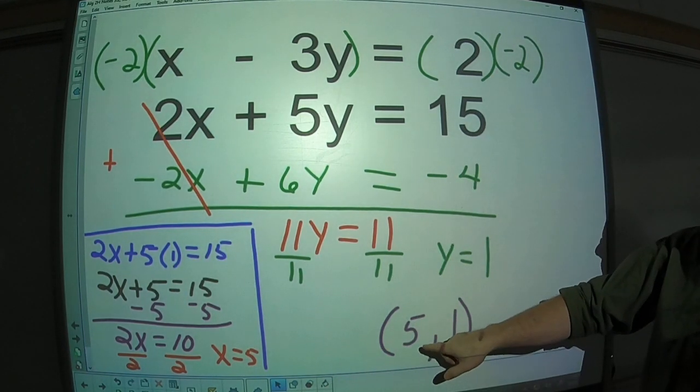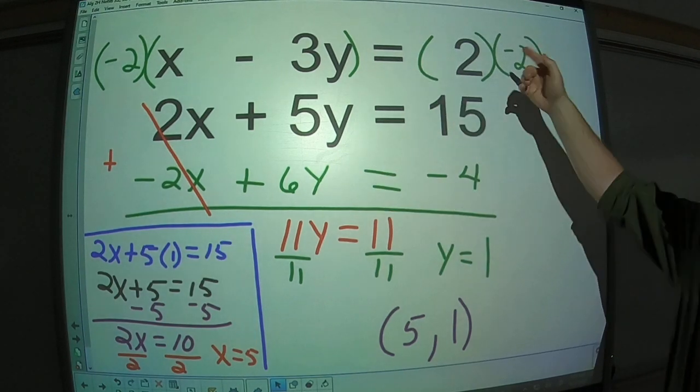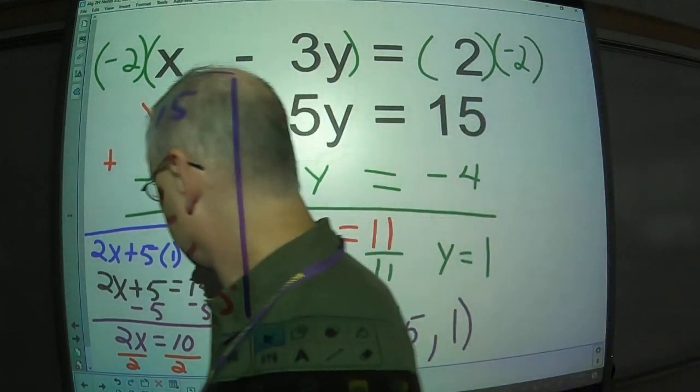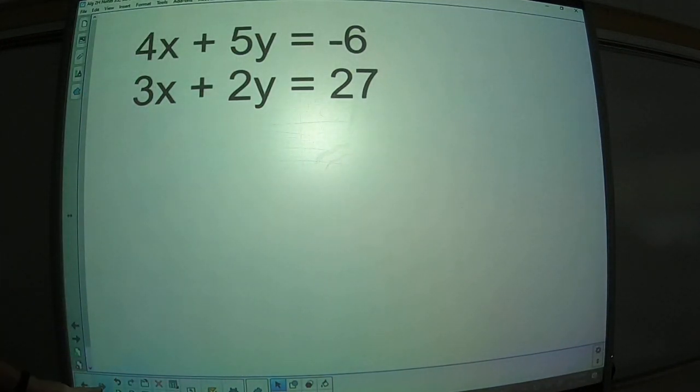Again, you can plug 5 and 1 back in and check to make sure that the equation comes out the same. All right, let's go to the next example. Is that our last? Nope, one more after that. Okay.